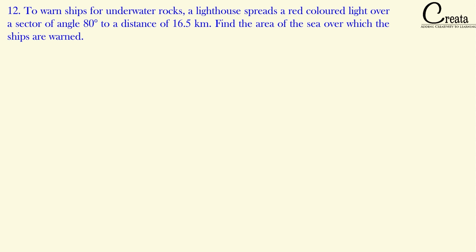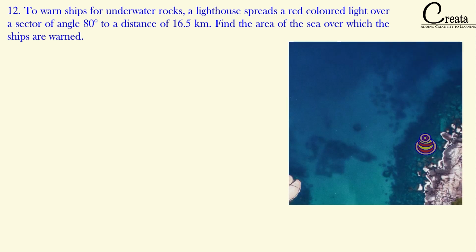This question is talking about a lighthouse. This is the lighthouse. And this lighthouse is spreading a red color light over the sea to warn the ships about the underwater rocks. And this light is spreading across a sector of angle 80 degree up to a distance of 16.5 km. This angle of the sector is 80 degree and this distance of the sector is 16.5 km. In this region or in this area, the lighthouse is spreading the light to warn the ships. And we have to calculate the area of this sector. So this is the question.